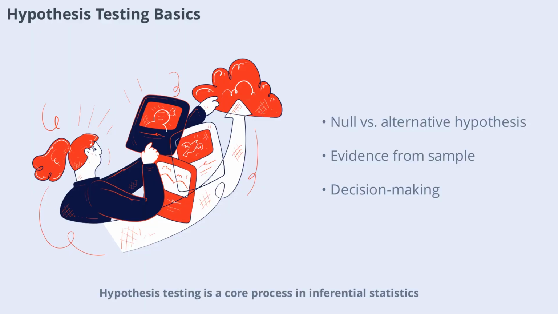Confidence intervals help us understand the precision of our estimates. Hypothesis testing is a core process in inferential statistics. It's a structured way to test assumptions or claims about a population. We start with a null hypothesis, which is a statement of no effect or difference, and an alternative hypothesis, which is what we hope to support. By analyzing sample data, we determine whether there's enough evidence to reject the null hypothesis.